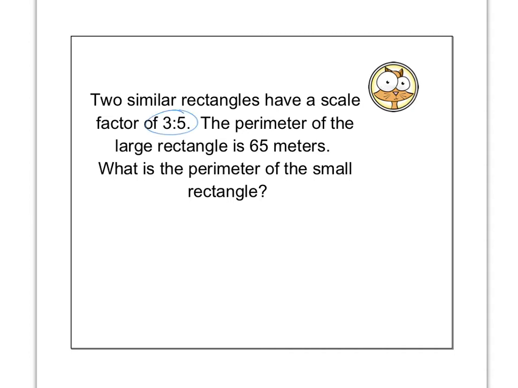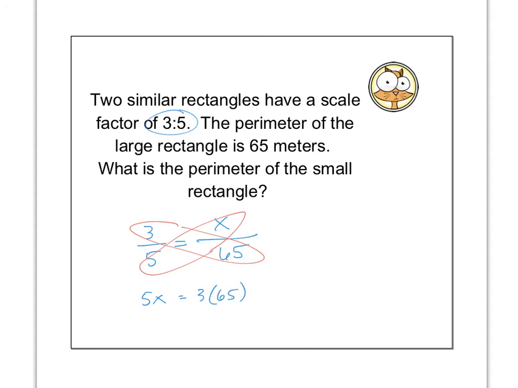All right, we have a scale factor of 3 to 5. The larger rectangle has a perimeter of 65. Now, since 5 is bigger than 3, that means the larger rectangle goes on the bottom, and I want to find the smaller rectangle. So, there's my equation, cross multiply. You should wind up with 5x equals 3 times 65. So you might have to figure out 65 times 3, which is 195.